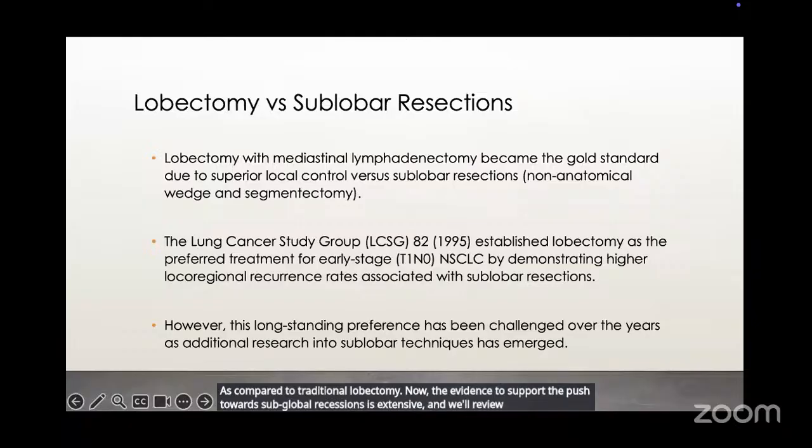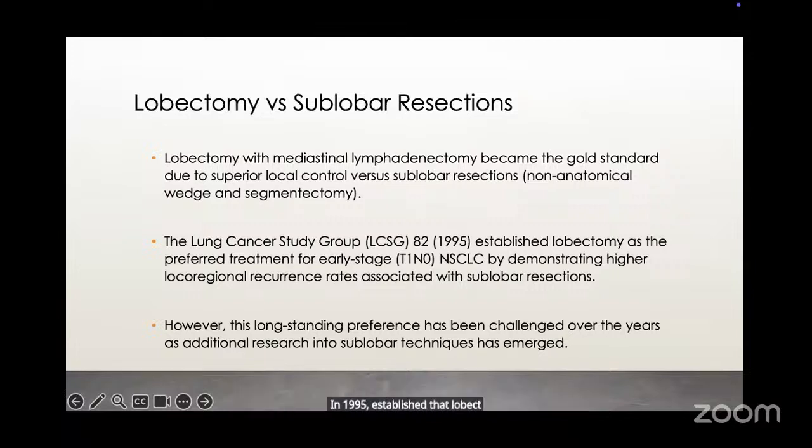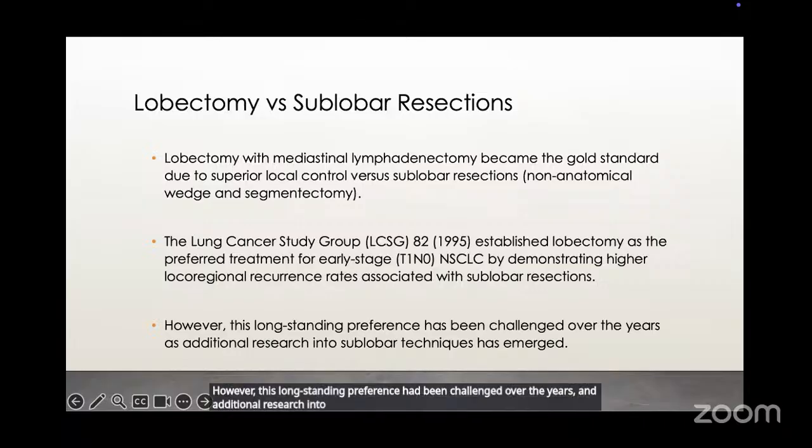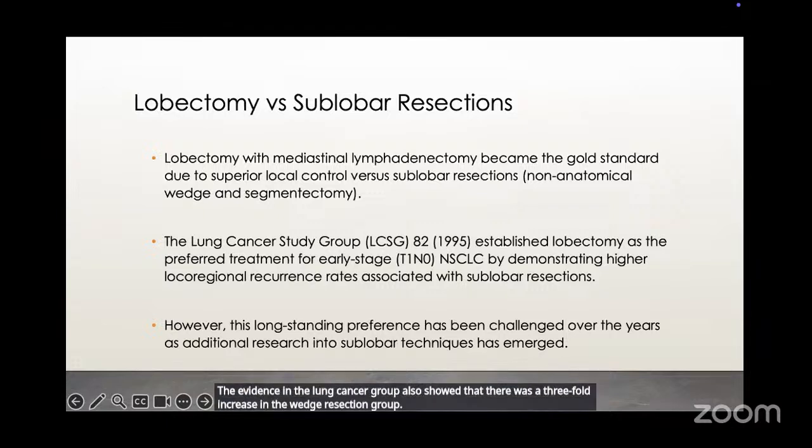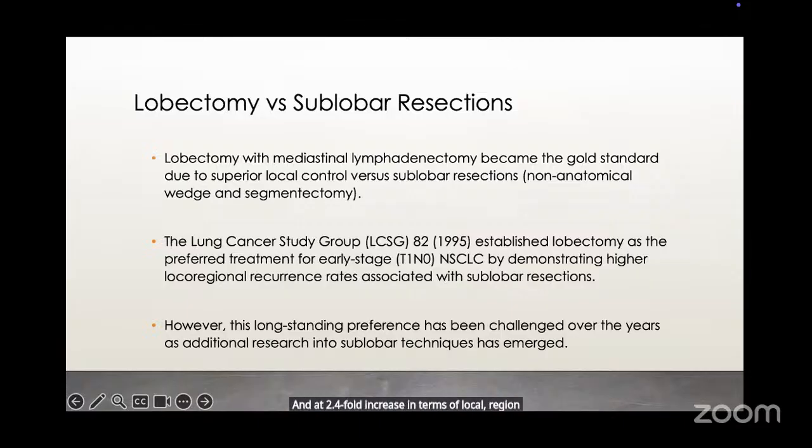Now, the Lung Cancer Study Group in 1995 established lobectomy as the preferred treatment for early stage T1N0 stage 1 non-small cell lung cancer by demonstrating higher local regional recurrence rates associated with sublobar resections. However, this long-standing preference has been challenged over the years, and additional research into sublobar techniques has emerged. The evidence from the Lung Cancer Study Group also showed a 3-fold increase in local regional recurrence in the wedge resection group and a 2.4-fold increase in the segmentectomy group.